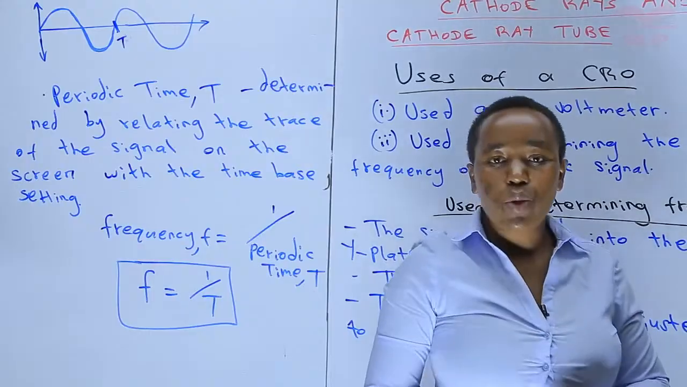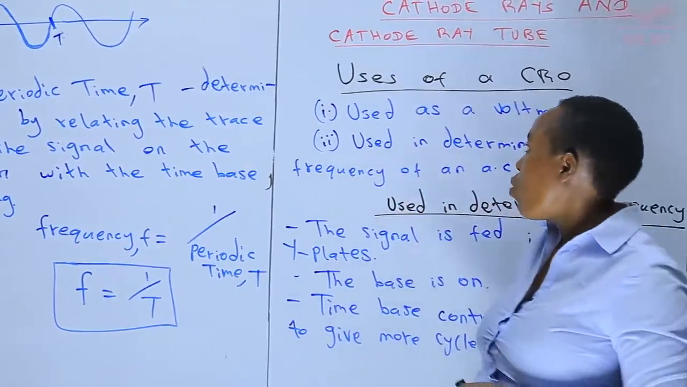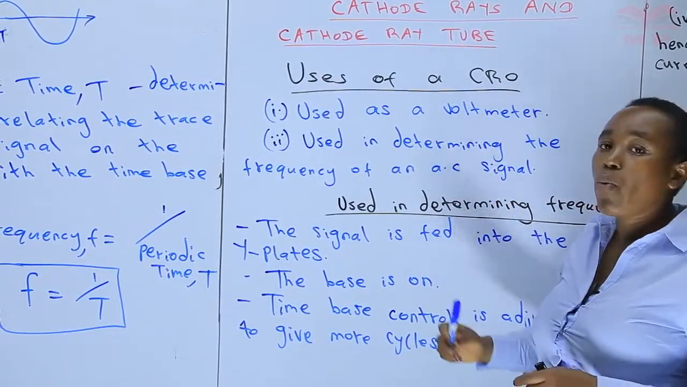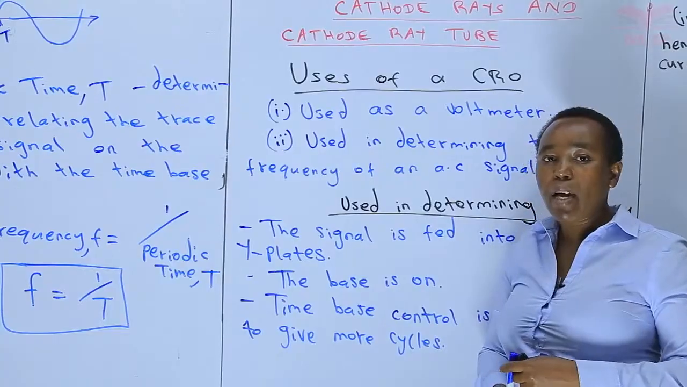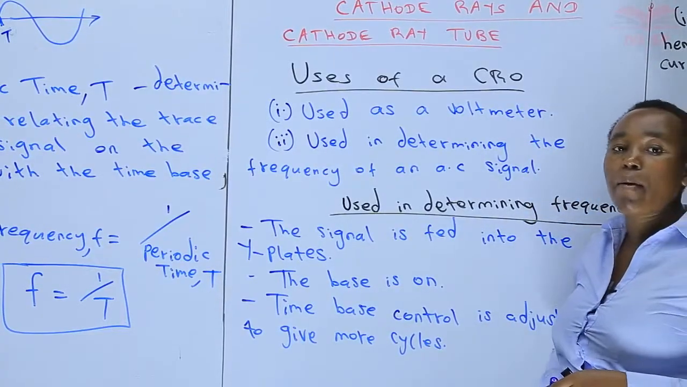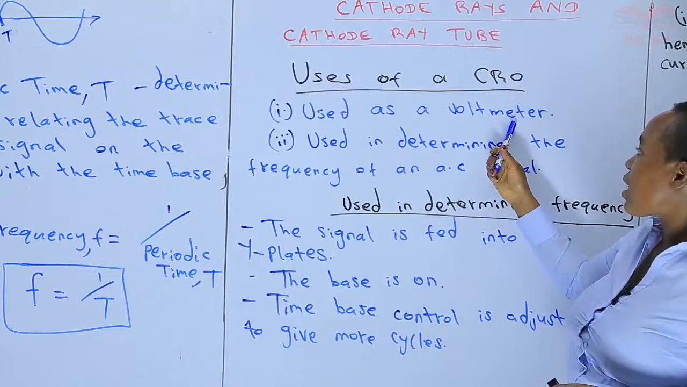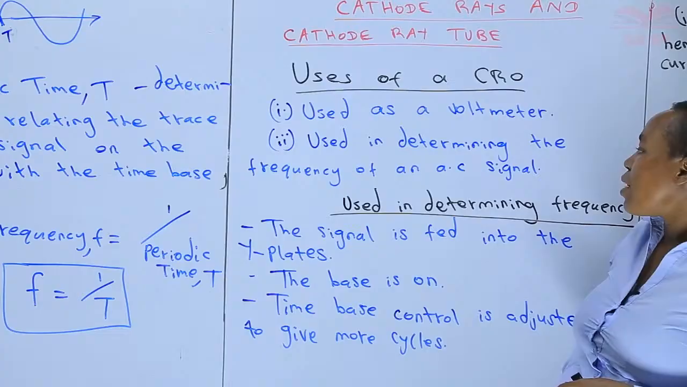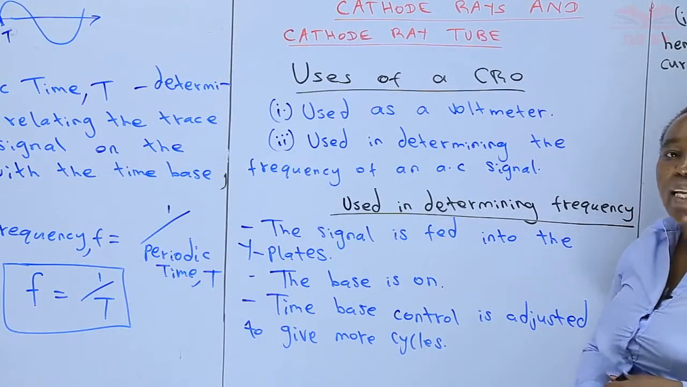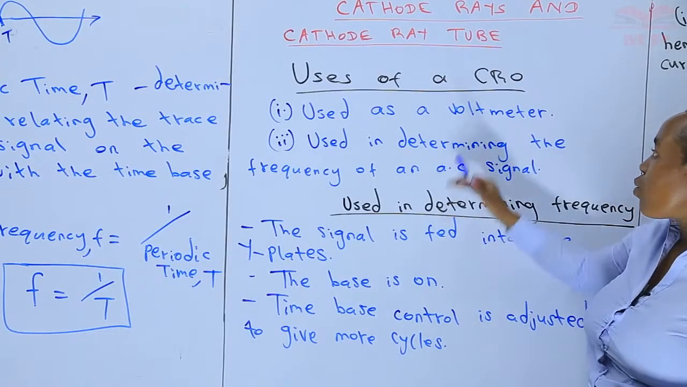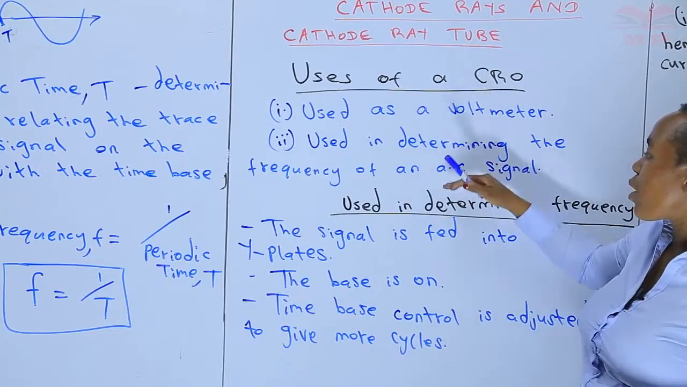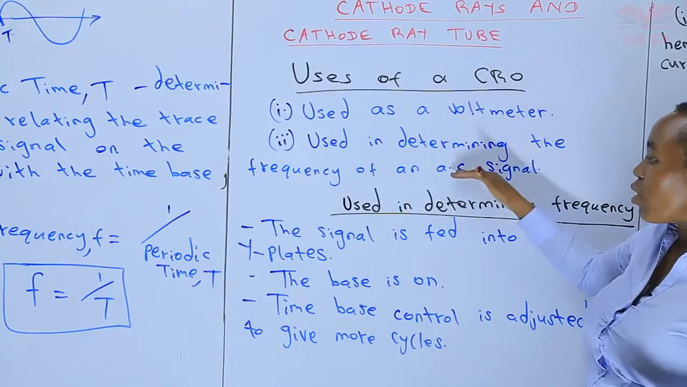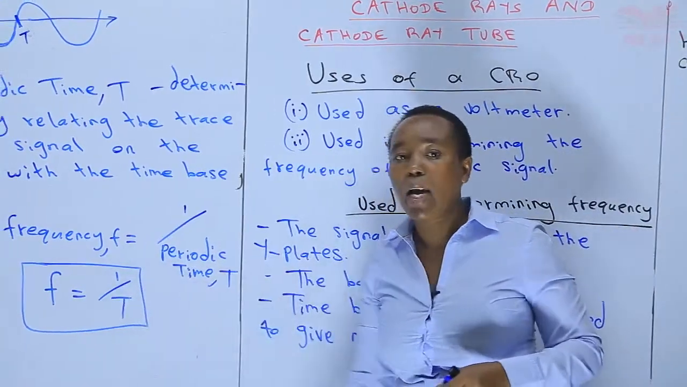So those are the two uses of a CRO. One, used as a voltmeter, and we have seen that the voltage will be given by the displacement multiplied by the divisions, that is the sensitivity. And then we have also seen that it is used in determining the frequency of an alternating current signal. So those are the two uses, and you should be able to explain how it is used. In this, we are going to do more calculations. We'll apply this formula in our calculations.